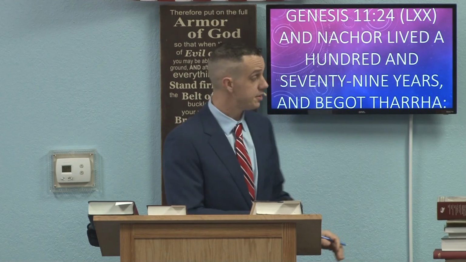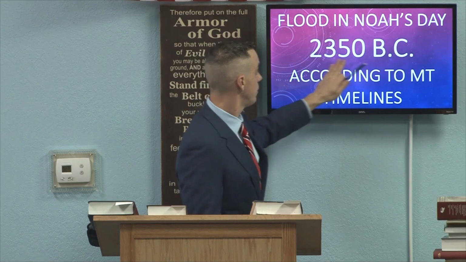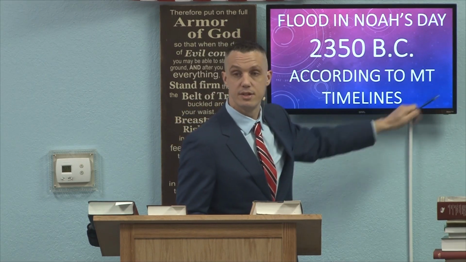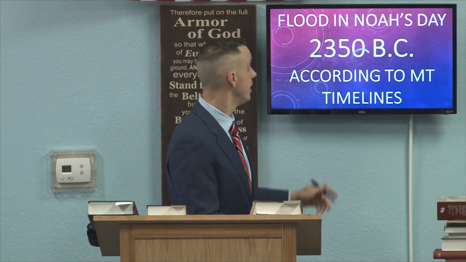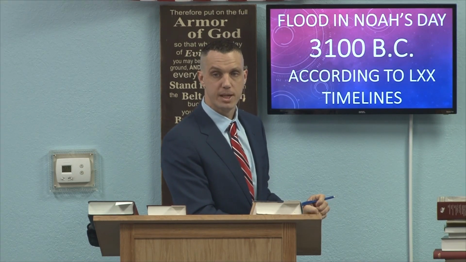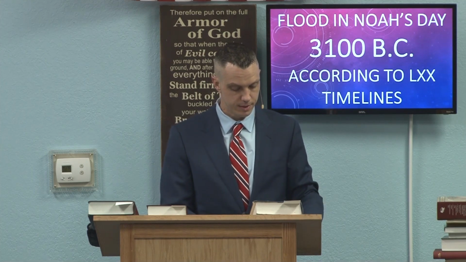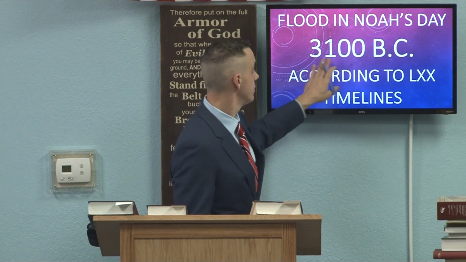Now, creation scientists say that the flood in Noah's day occurred around 2350 BC, and they're using Masoretic timelines to do so. We add our 750 years onto that, and we get somewhere close to the neighborhood of 3100 BC because of the genealogies, you see. So just a little bit of math, and we're able to push that off. But what does this do? What does this do for us?